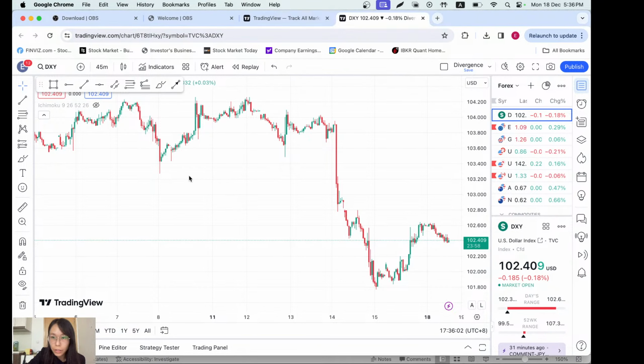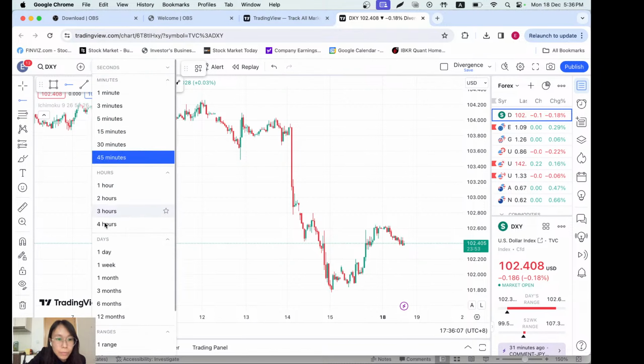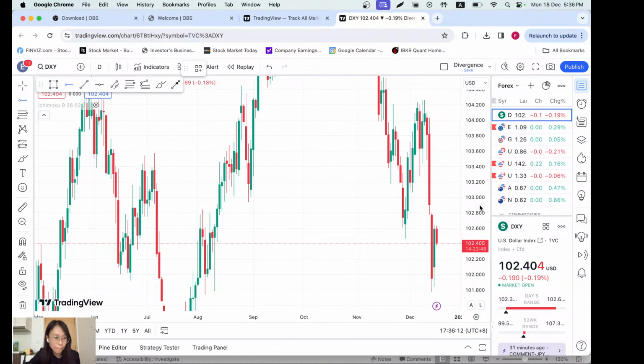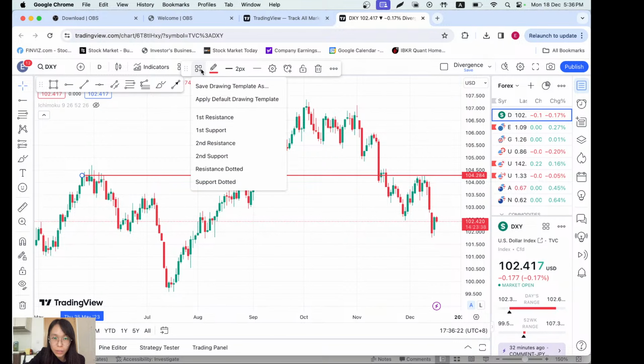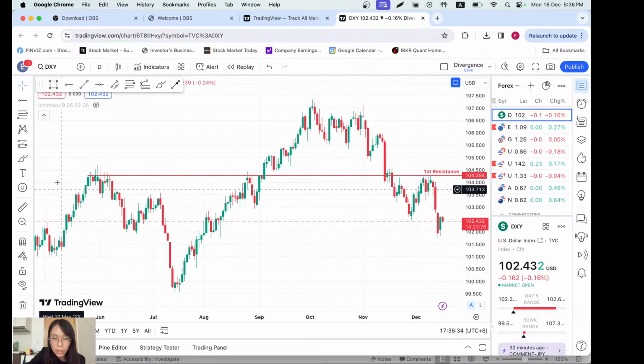So for now, we have the dollar index on the daily time frame. Okay, so this looks like a pretty good resistance. So I can add this as my first resistance level. You can see the price pull back, reaches this level, pull back. Okay, it's broke through. So this is quite a significant level of resistance.